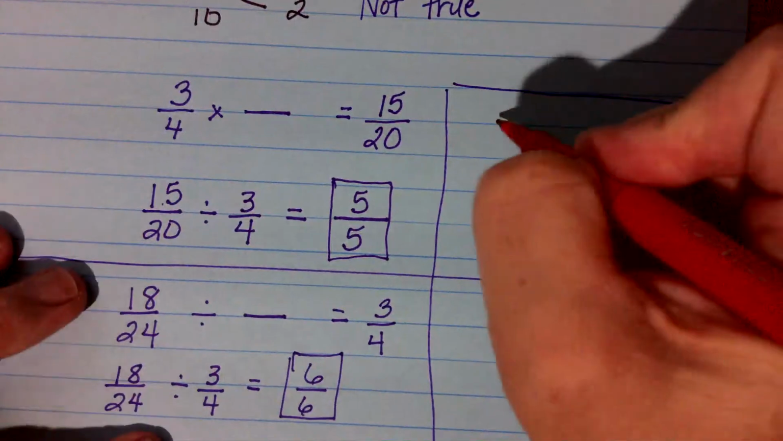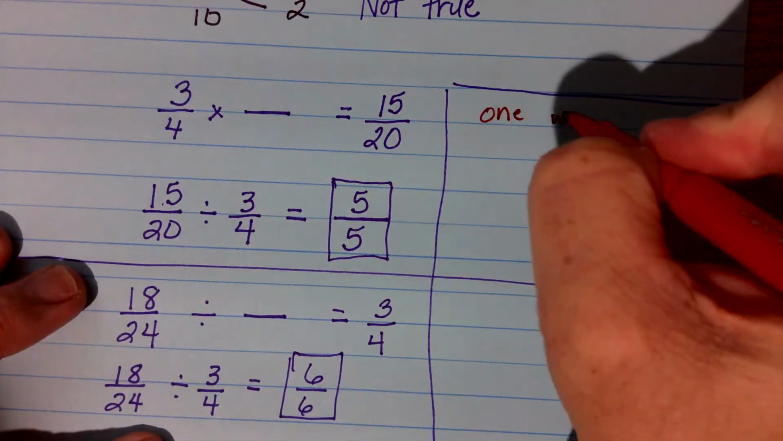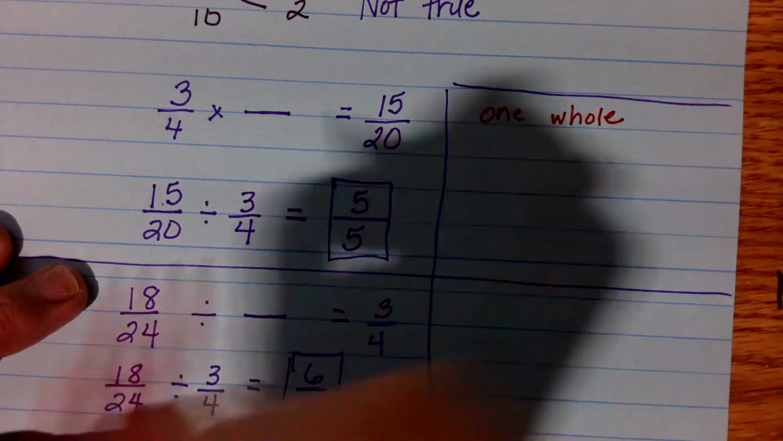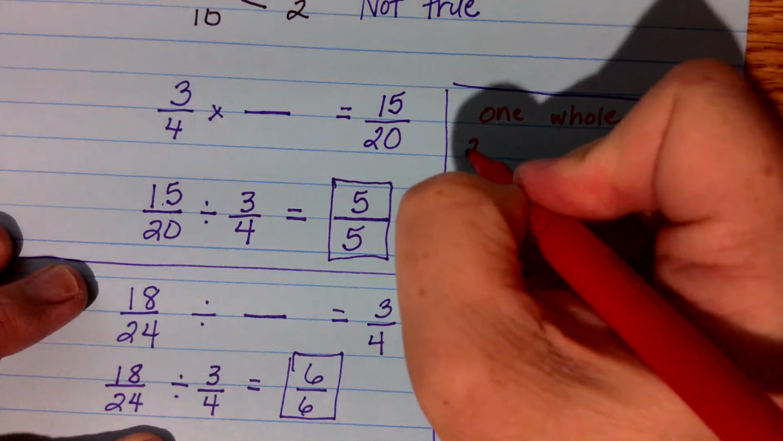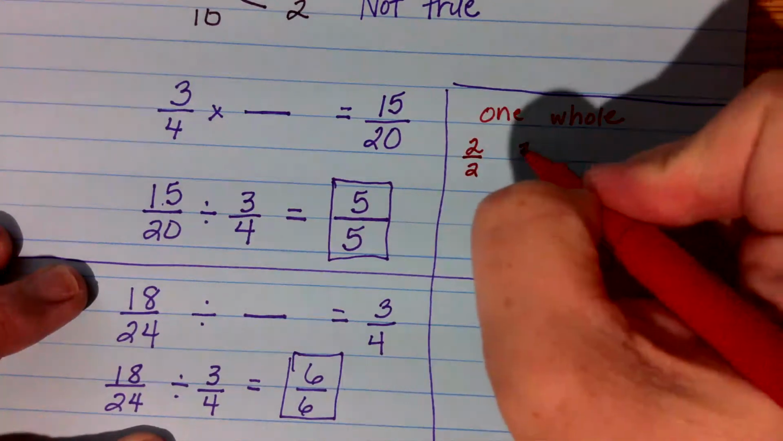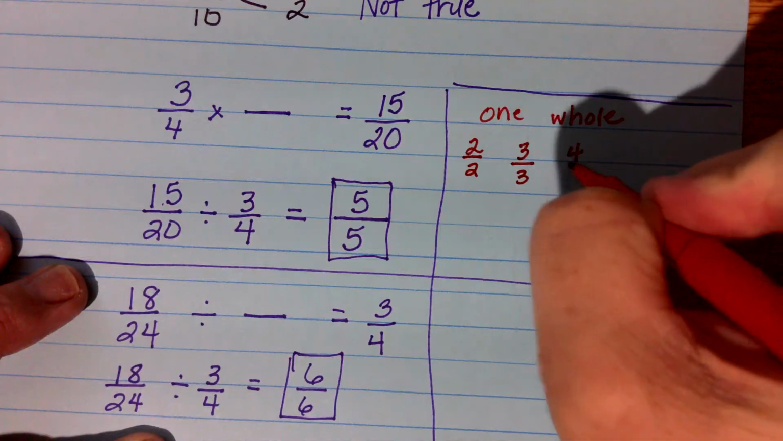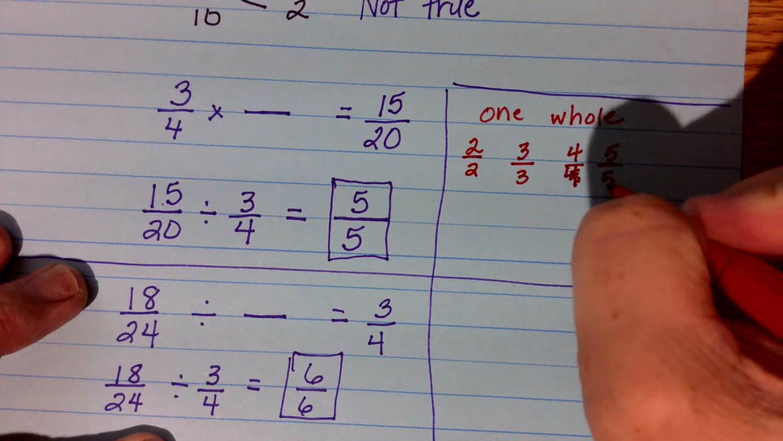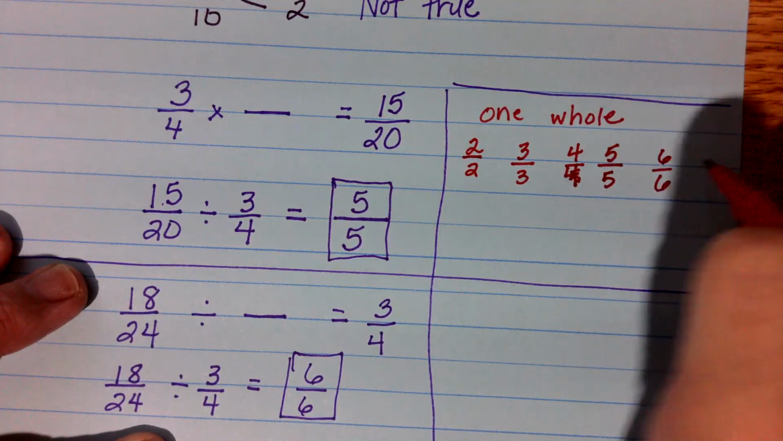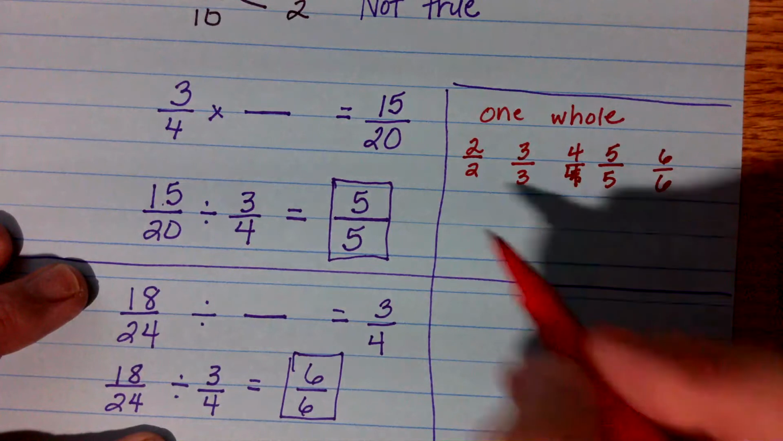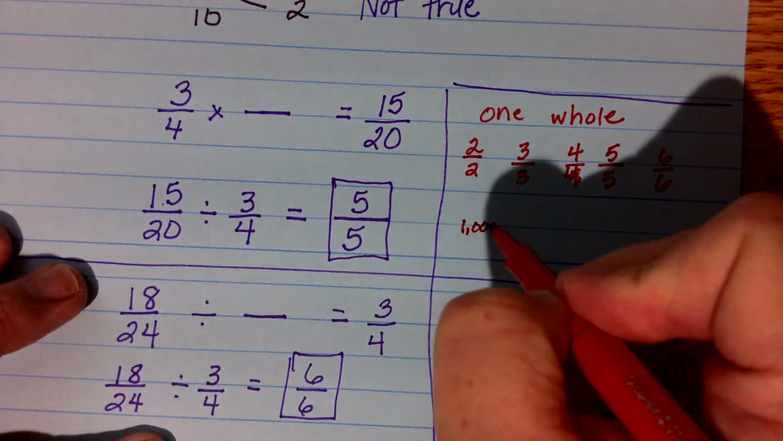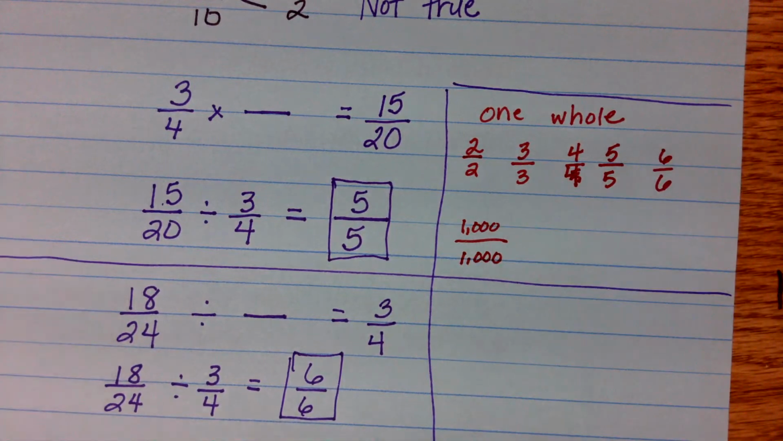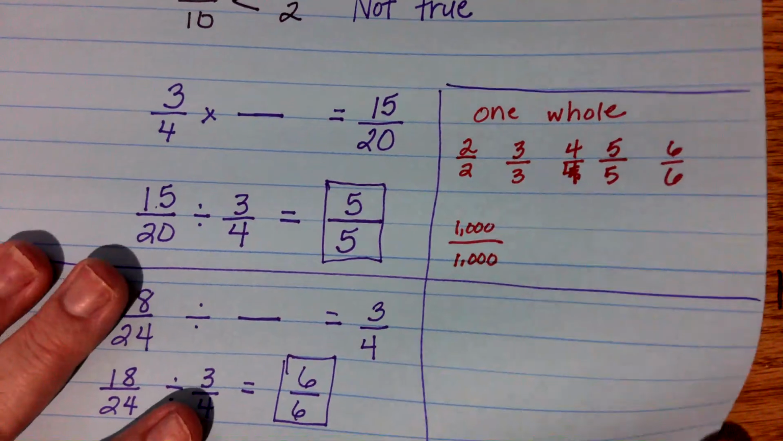Numbers that represent one whole include, but are not limited to, and you can't use 1 or 0, 2/2, 3/3, 4/4. Ooh, 4/4, not 4/5. My brain got ahead of me. 5/5, 6/6, 1,000,000 1,000,000ths, 1,000 thousandths. Those are all representative of one whole.